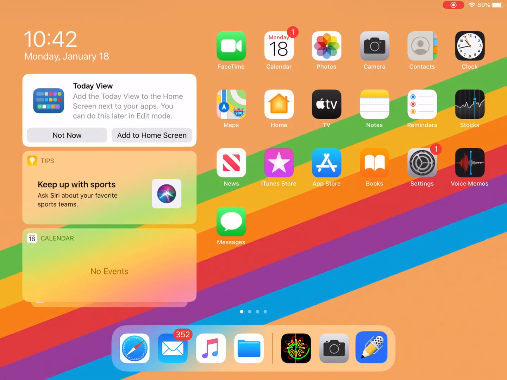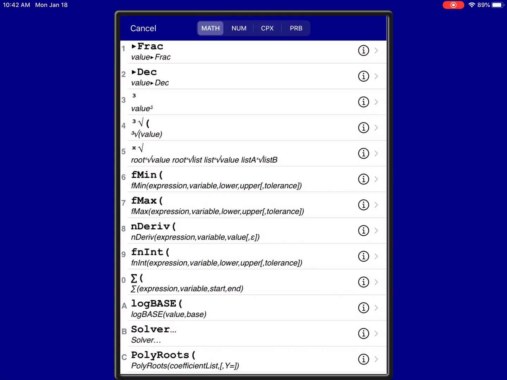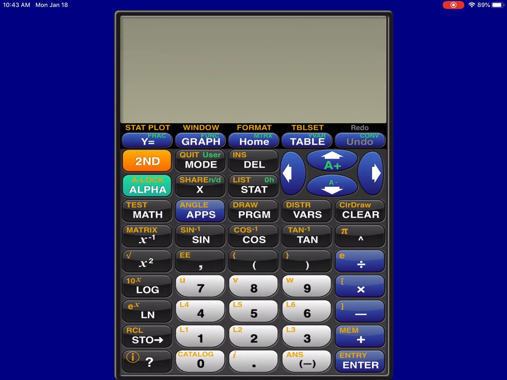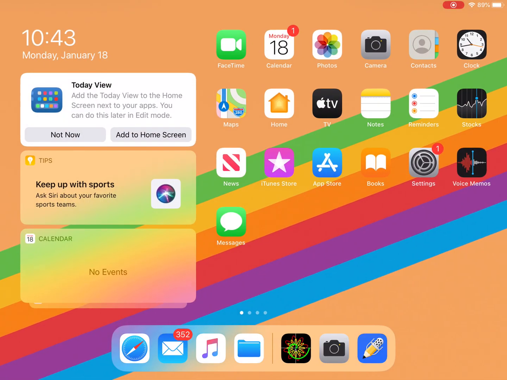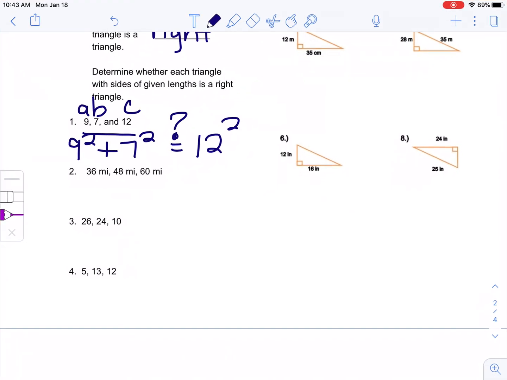So I'm going to take my calculator, and let's clear this, and I'm going to do 9 squared plus 7 squared, and that's 130, and then I'm going to do 12 squared. And notice those two numbers are not equal. So the area of the two smaller squares does not equal the area of side C squared. So these three sides would not form a right triangle. So this would be a no, because this is 130 and this is 144, and that is not equal. So let's try the next example.